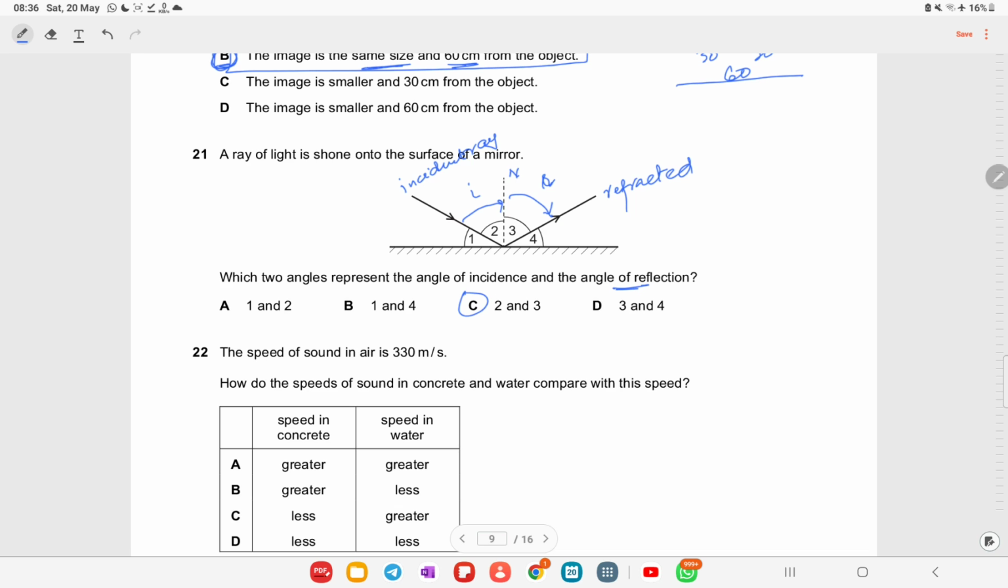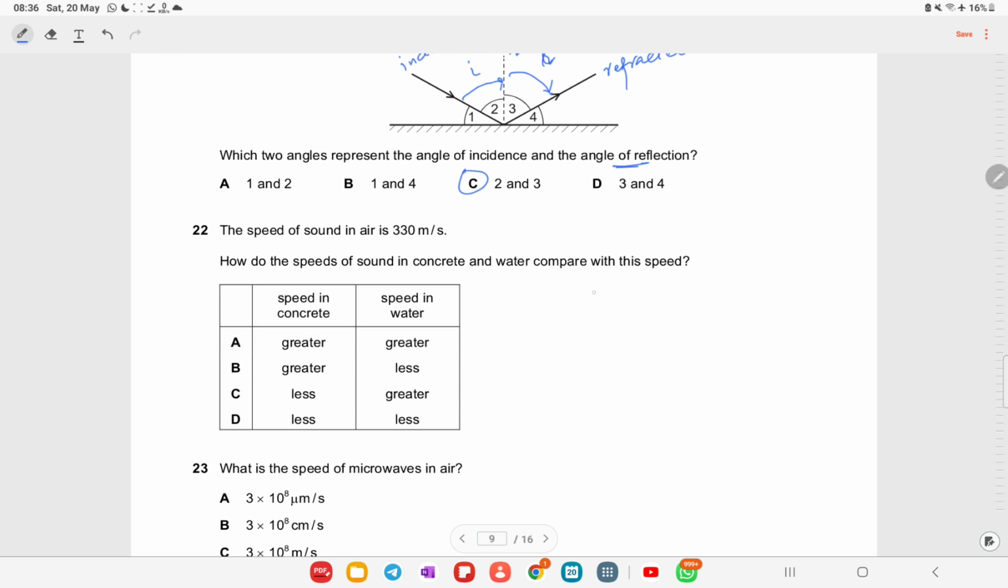The speed of sound in air is 330. How do the speeds of sound in concrete and water compare with this speed? We know that if you multiply the speed of sound in air by 5 times, it will end up, sorry, it's 1500. It's 1500.